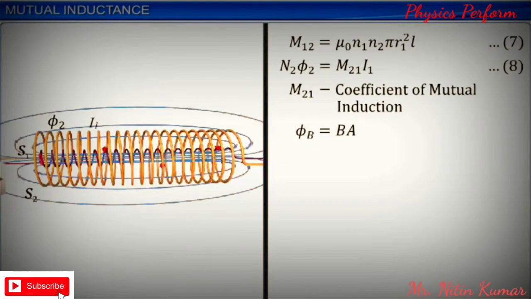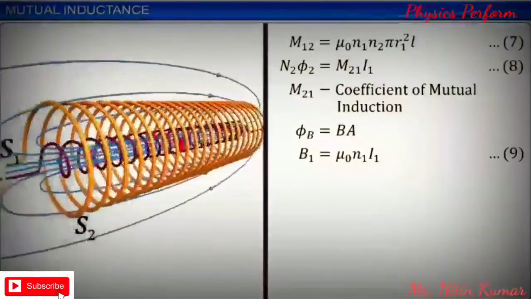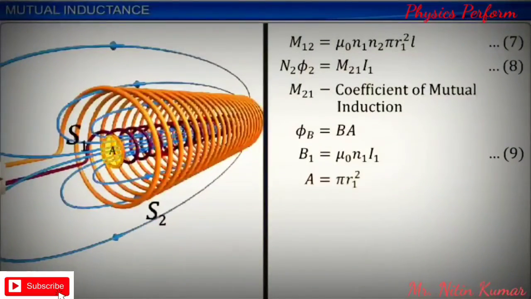The magnetic flux is equal to the product of the magnetic field strength and the area. The magnetic field B1 due to the current I1 in solenoid S1 is given by B1 is equal to mu naught N1 I1. Let this be equation 9. The area of the coil in solenoid S1, A, is equal to pi R1 square. Let this be equation 10. Here, we assume the flux due to current I1 through S1 is completely confined to the solenoid S1 only. This is because the solenoids are very long.